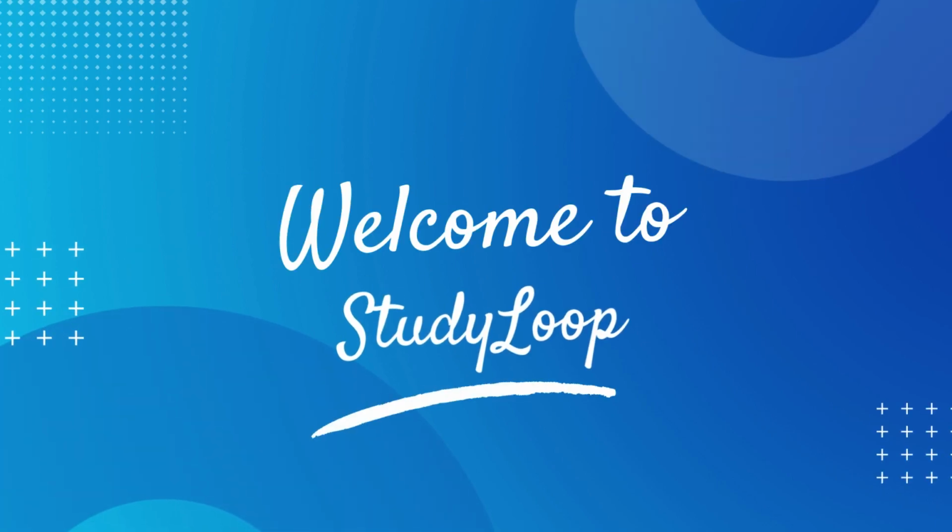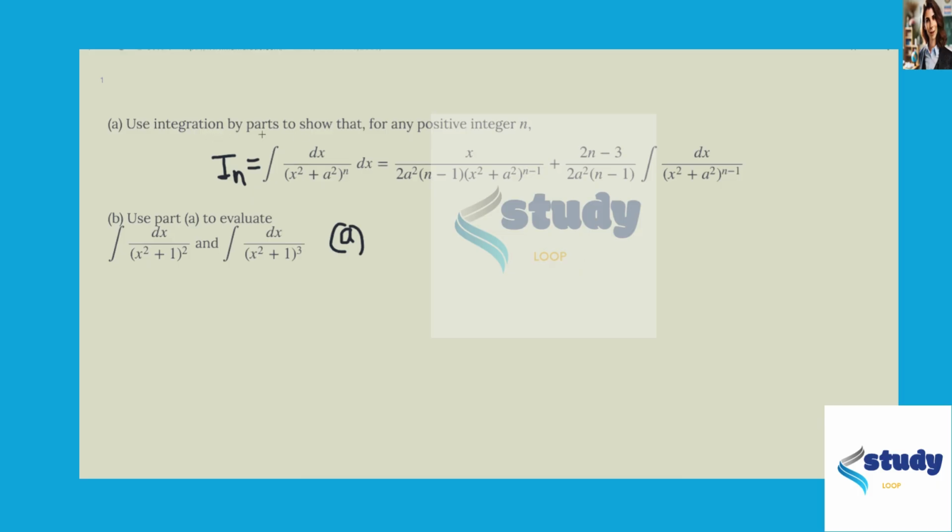Welcome to Study Loop. Let's use integration by parts to prove the following formula. And let's go ahead and denote the integral on the left by I_n. So we see the n shows up on the right as the exponent in the denominator.